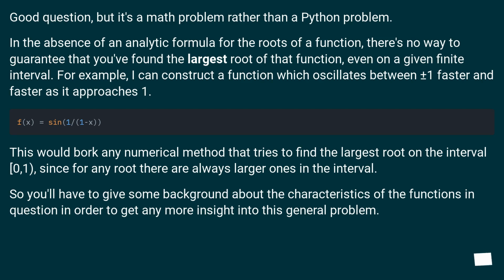This would bork any numerical method that tries to find the largest root on the interval [0, 1], since for any root there are always larger ones in the interval. So you'll have to give some background about the characteristics of the functions in question in order to get any more insight into this general problem.